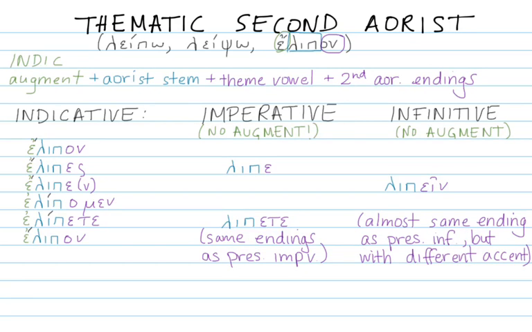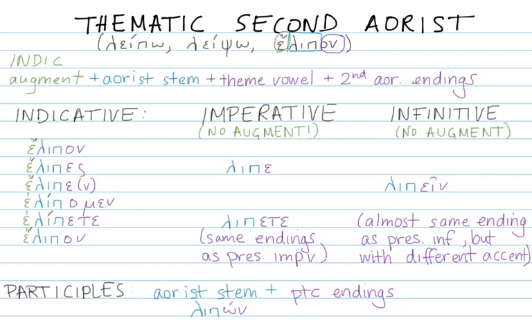And then last but not least, the participles, again, no augment. We just have the aorist stem plus the same participle endings that you already learned for the present tense. So stem lip plus on, ousa, on, to give you lipon, lipousa, lipon. The end.